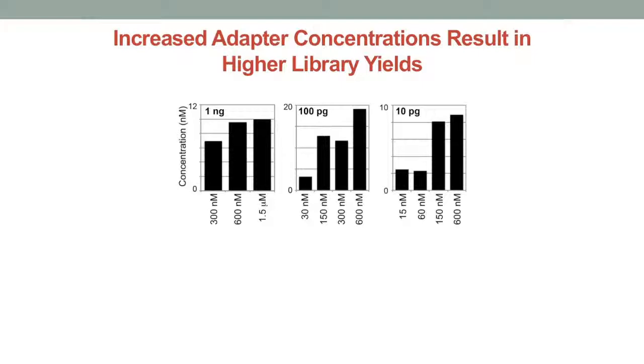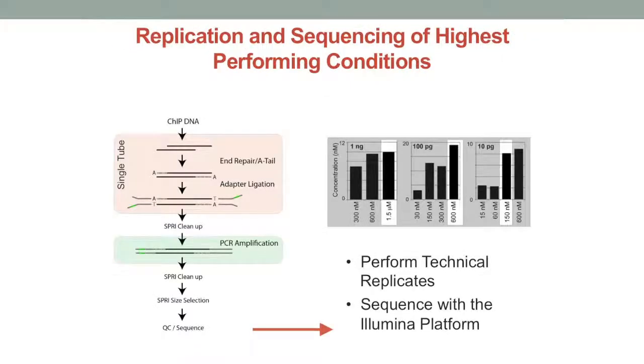And so here is the final yields for each sample. So the 1 nanogram, we increased our final yield post-size selection up to using 1.5 micromolar adapters. Again, at 100 picograms, the 600 nanomolar adapters gave us a big increase in yield. And at the 10 picograms, we maxed out our yield around 150 nanomolar adapters. So we chose the highest performers, which were these three.